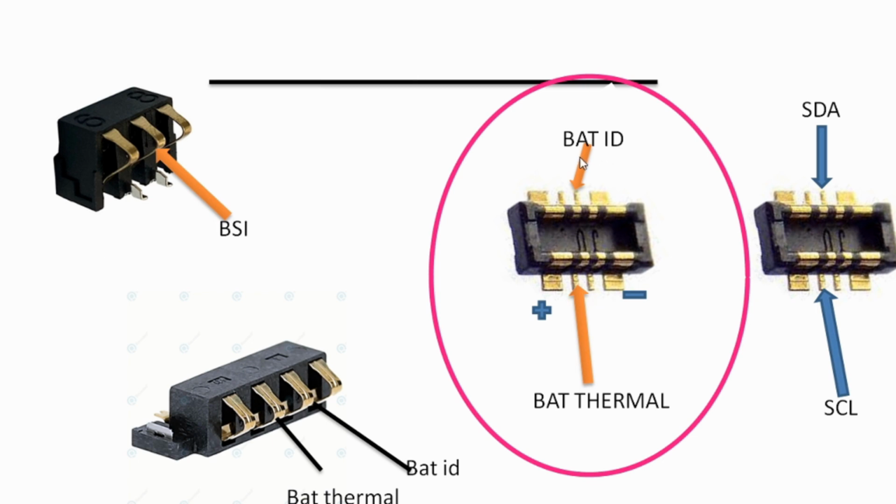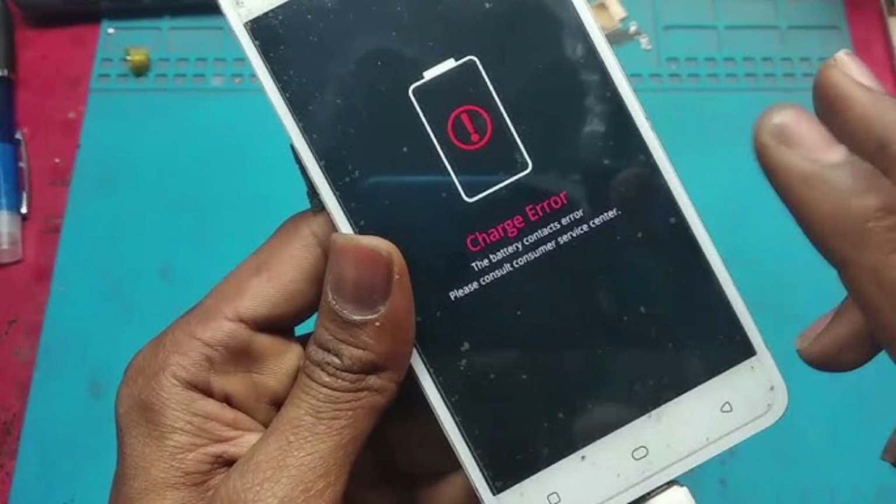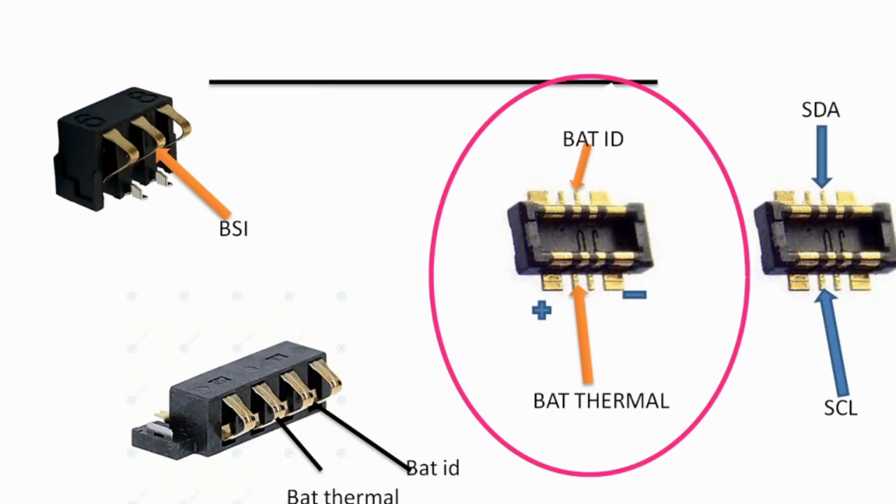Right, on Batt thermal, if your phone temperature increases beyond the limit, the CPU senses it and switches off the phone or shows messages like phone temperature is too high, unable to charge, remove the charger. These types of messages come through the Batt thermal line. Batt ID and Batt thermal line work on a divider circuit.